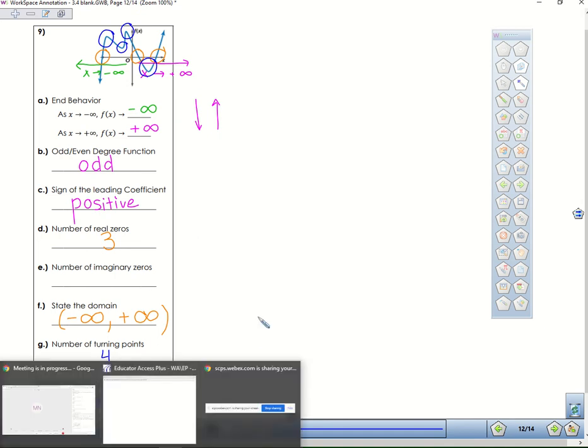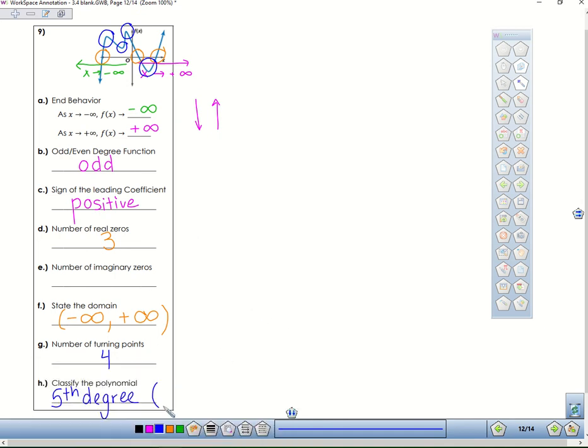And do we have a word for a 5th degree polynomial? It's on your old note. Quintic. So that's a quintic polynomial. So your classification is always your number of turning points plus 1.